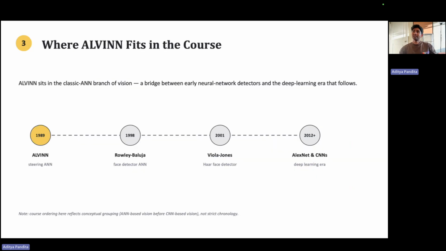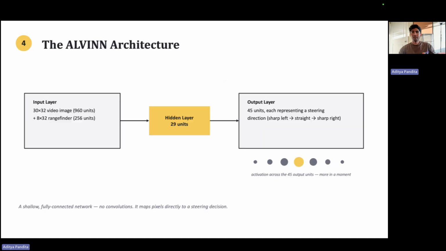So where does ALVIN fit in the course? ALVIN is a classic fully connected ANN, same family as the face detector networks earlier in the course, just applied to steering instead of detection. It actually predates both of those chronologically, but conceptually it groups with the ANN vision topics before we get into the CNNs. After this point in the course, everything shifts to convolutional and deep architectures. So think of ALVIN as the last stop before that shift.